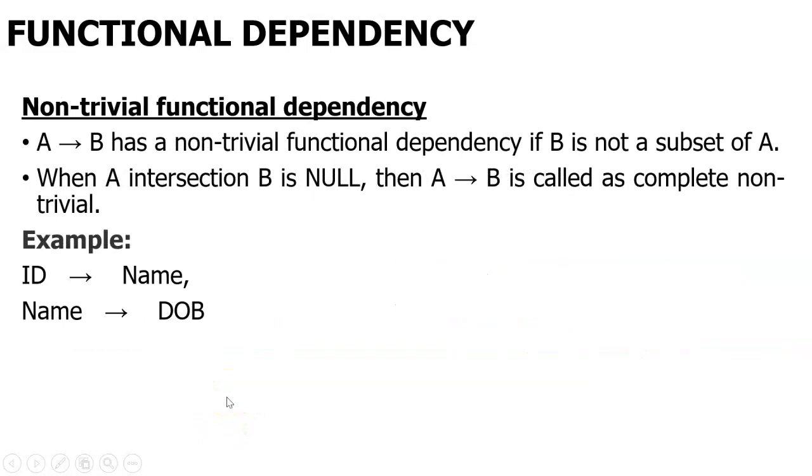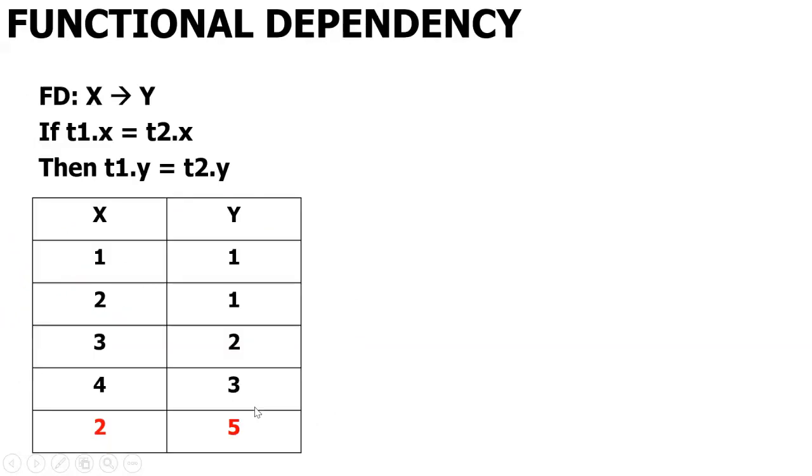Non-trivial functional dependency is the normal A gives B. Whatever we have seen in the very first basic example for functional dependency is called non-trivial functional dependency. A gives B, so B is dependent on A. For example, here ID gives name, so name is completely dependent on ID. Name gives date of birth, so date of birth is completely dependent on name. Name and date of birth are not a part of the left hand side. So this is called non-trivial functional dependency.